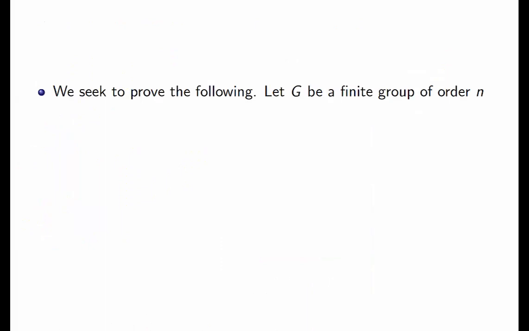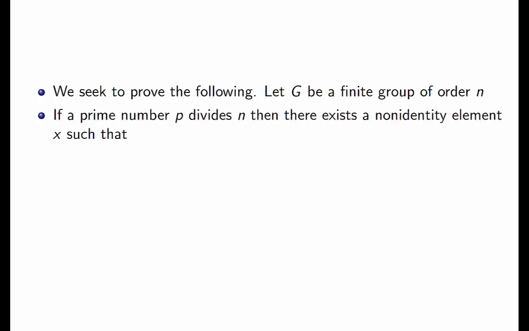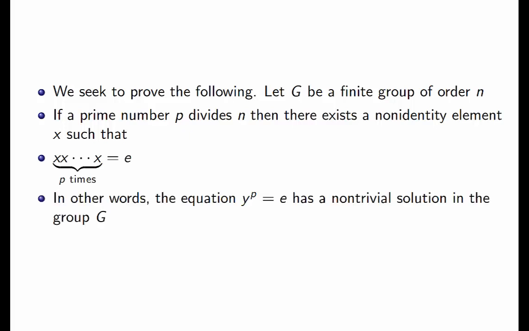So what we really want to prove is the following. We would like to prove that if G is a finite group of order n, and if a prime number p divides n, then there must exist a non-identity element x such that x multiplied by itself p times will be the identity. In other words, the equation x^p equals the identity has a solution which is not the identity.